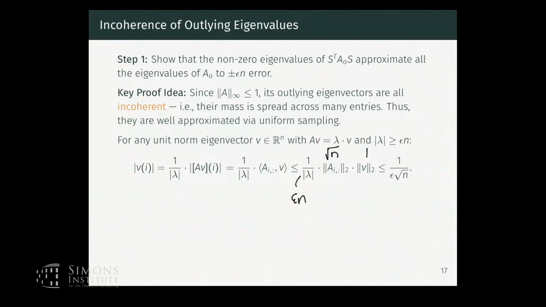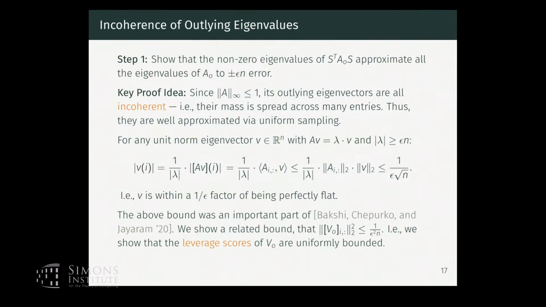So now I know that the magnitude of the ith entry of v is at most 1 over epsilon times root n. What this means intuitively is that v is within a 1 over epsilon factor of being perfectly flat. If its entries were all 1 over root n in magnitude, it would be perfectly flat. We have this 1 over epsilon slop, but pretty much it's almost a perfectly flat vector. I should be able to approximate it really well via uniform sampling. So any questions on this proof? It's very simple, I guess.